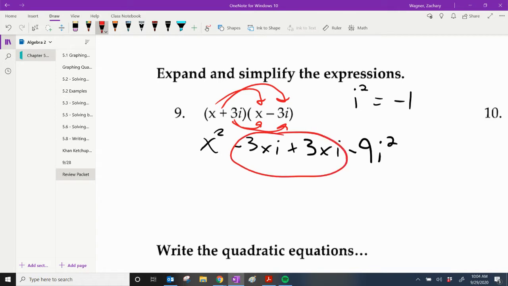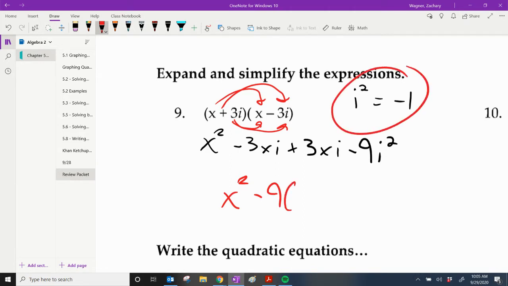These two values in the middle cancel out. What we're left with is x squared minus 9 times i squared. i squared is equal to -1. We're multiplying that by -9, and -9 times -1 becomes positive 9. x squared plus 9 is what that reduces to. Very nice.